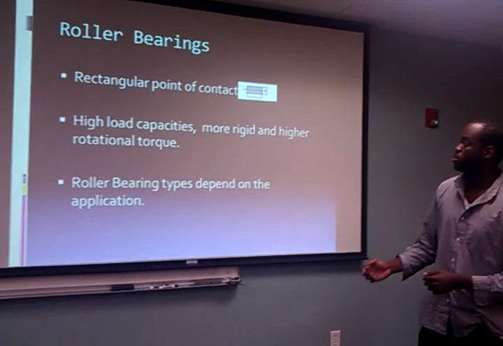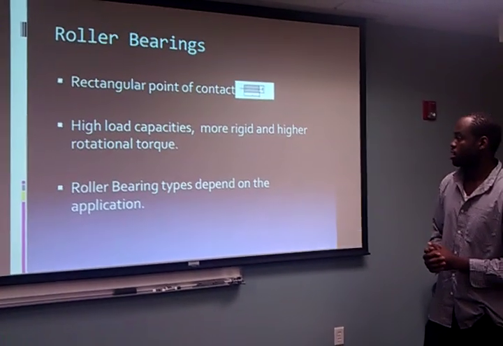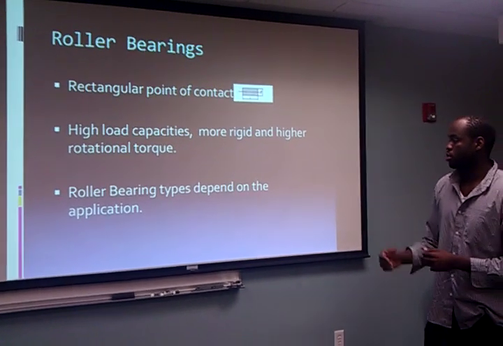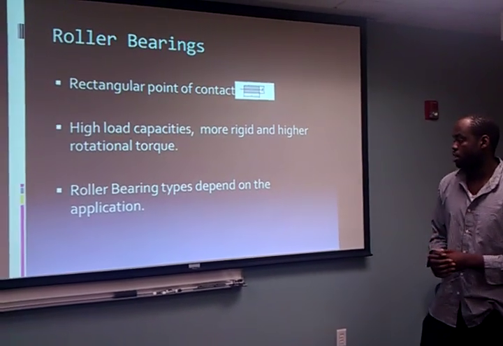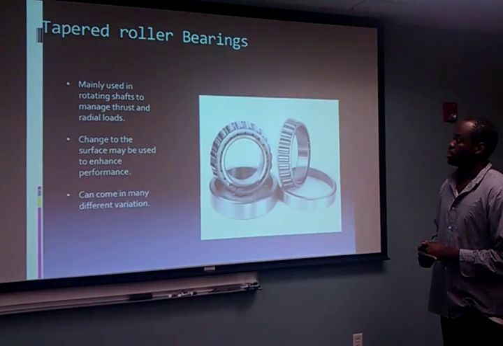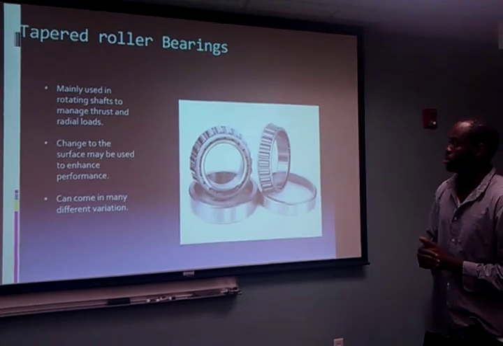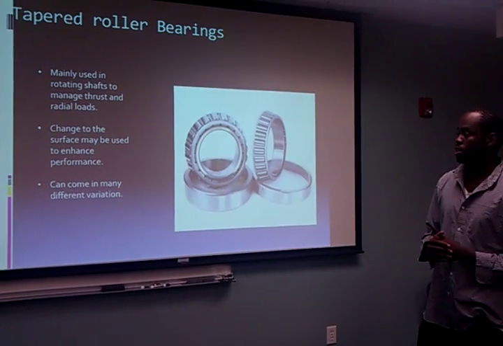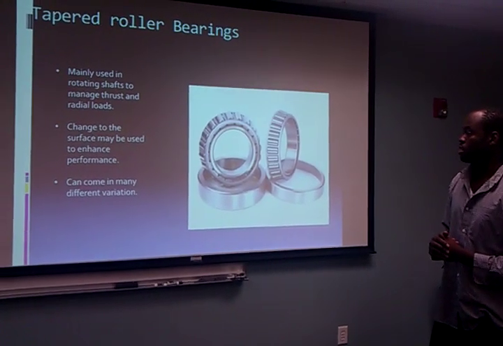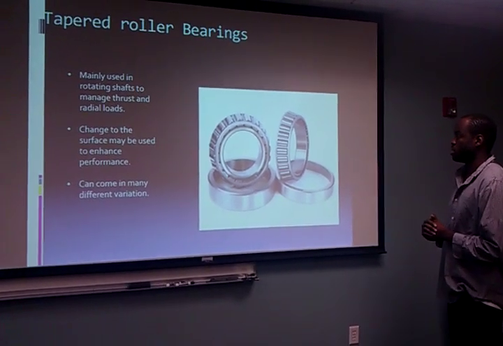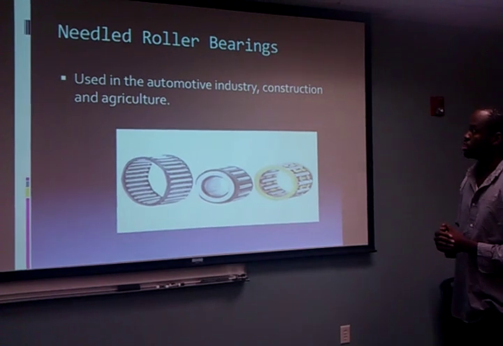And roller bearings. Roller bearings have a regular point of contact, high load capacities, more rigid and higher rotational torque, and roller bearing types depend on the application. And this is the tapered roller bearings. It's mainly used in rotating shafts to manage thrust and radial loads. The change to the surface may be used to enhance performance, and it comes in many different variations.